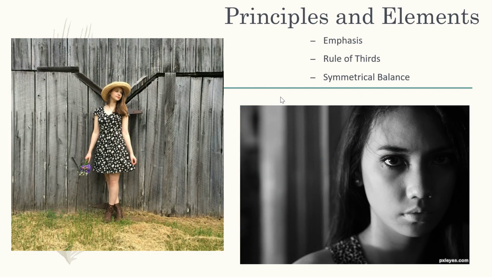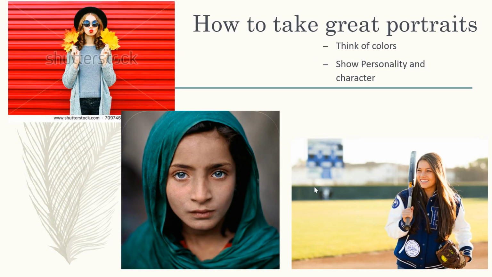subject. Some elements and principles that you will see with portrait photography are going to be emphasis, rule of thirds, and symmetrical balance. And when you are taking pictures, you want to think about your colors, you want to show personality and the character of your subject. So when we're talking about colors, if somebody is wearing a white shirt, we want to make sure that we're not putting them in front of a white backdrop because then they will end up blending in with the backdrop. So you just want to think about some different colors.